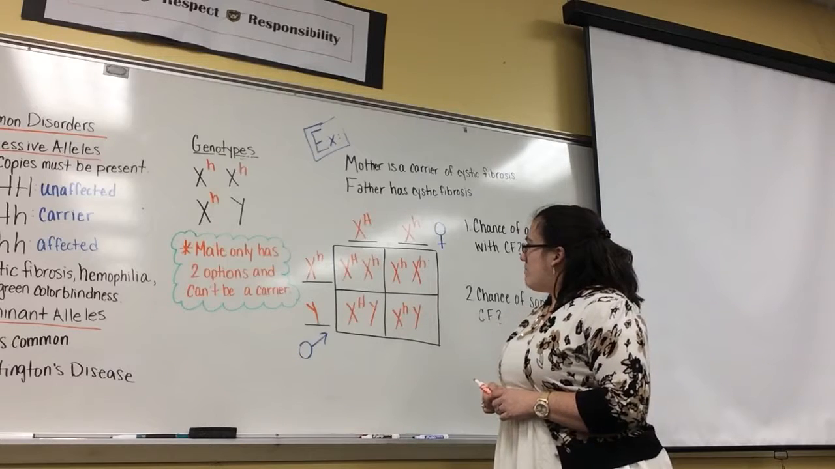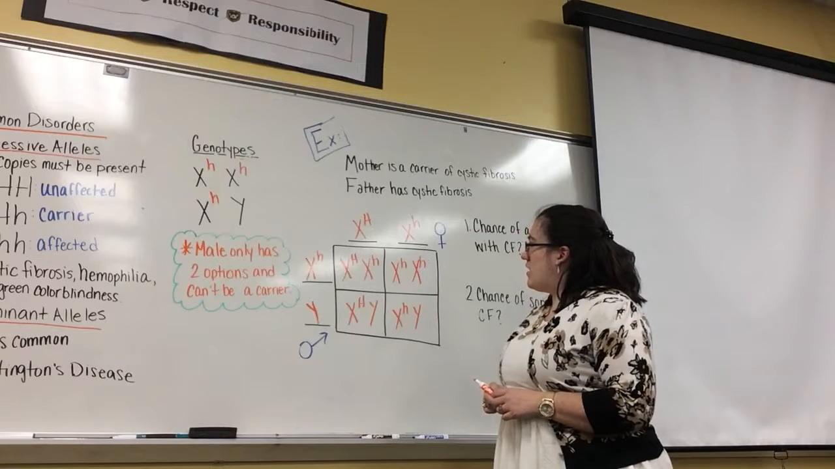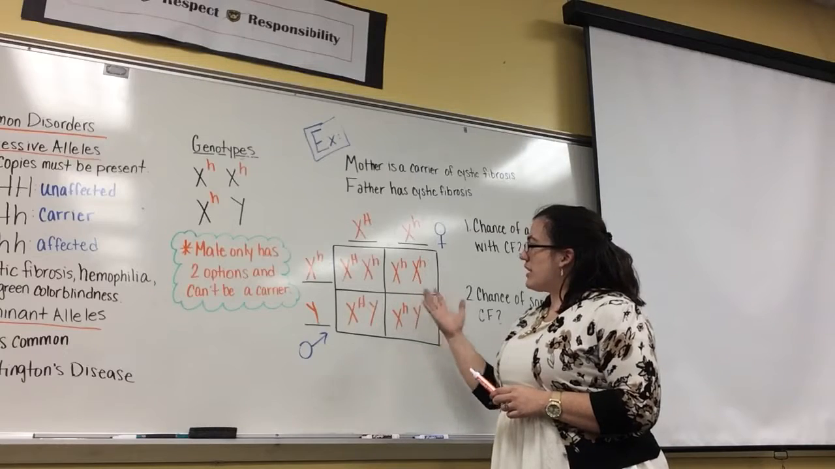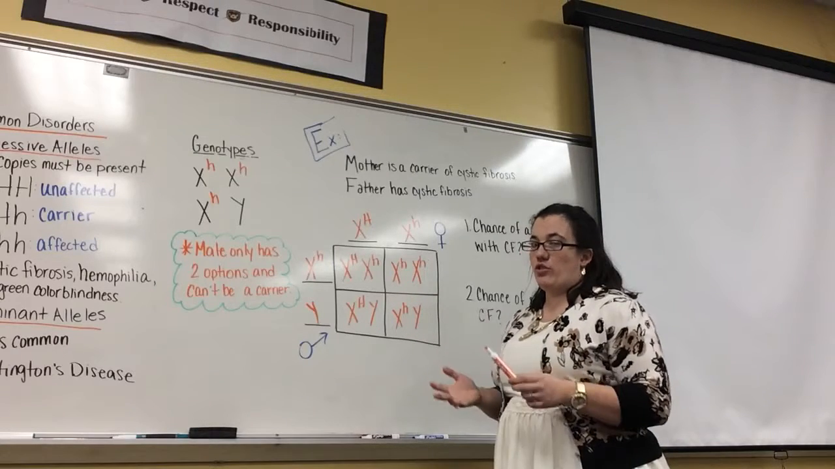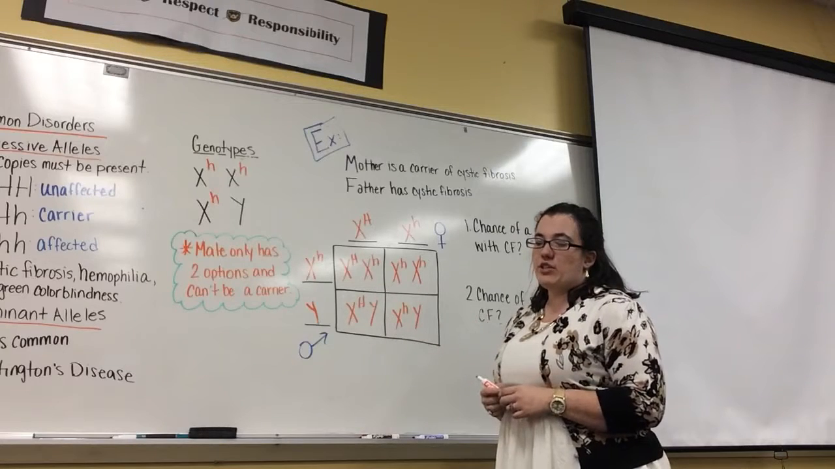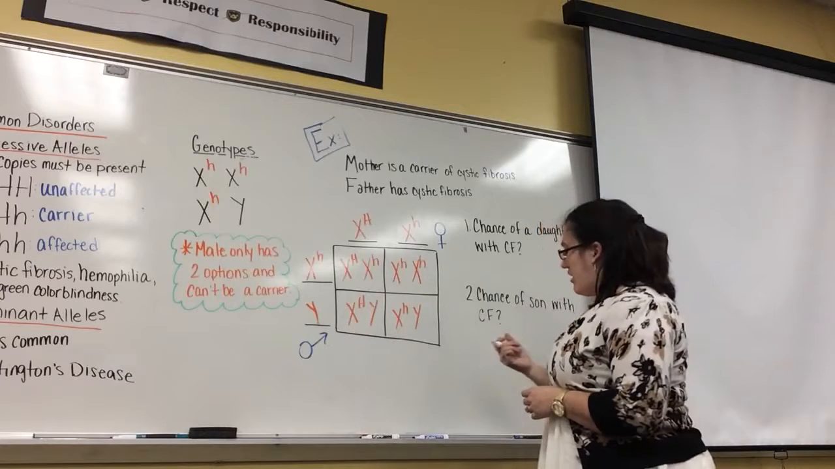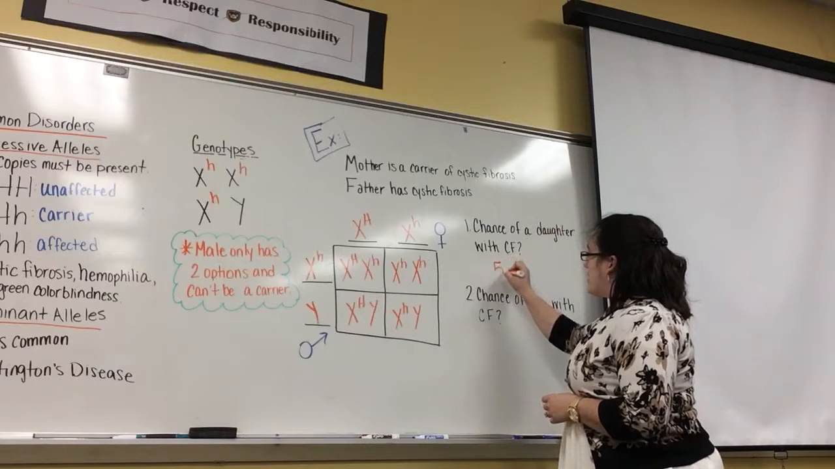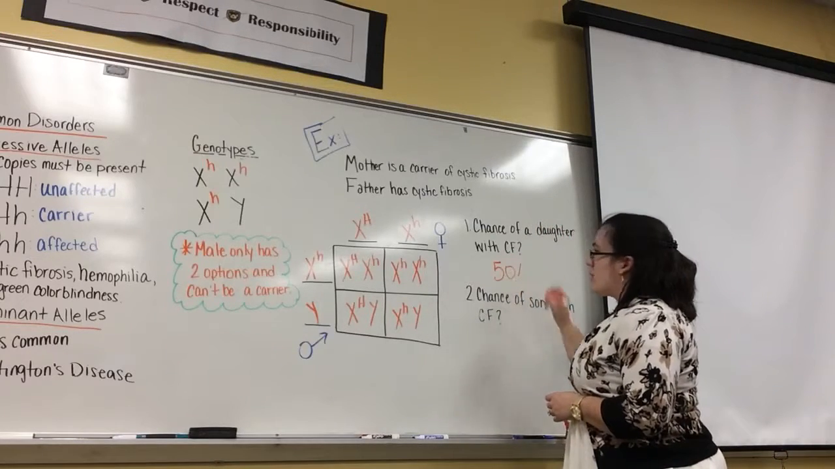And you're just looking at the females, you're not looking at all the children. So one of the two females would be affected by the disorder, so that would mean that there's a 50% chance that they would have a child with cystic fibrosis. So that would be your answer to the first one.